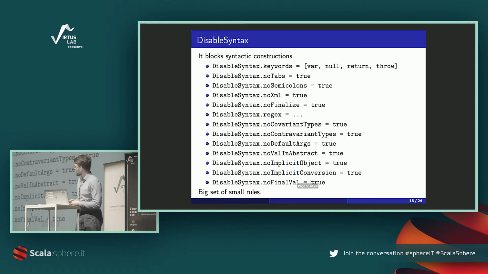Okay, and the next rule is DisableSyntax. Basically, it's just a big set of small syntactical rules. We can block keywords, var, null, return, throw, and others. We can block covariant types, default args and methods, implicit objects, implicit conversions, final values, and other things. Yes, it's just a big set of small rules.